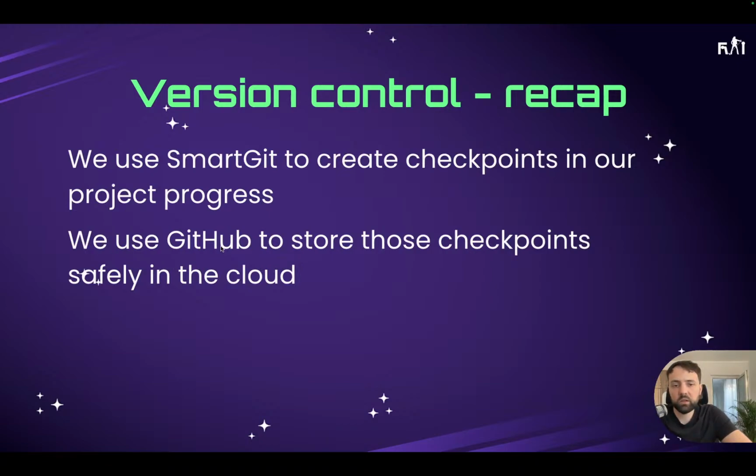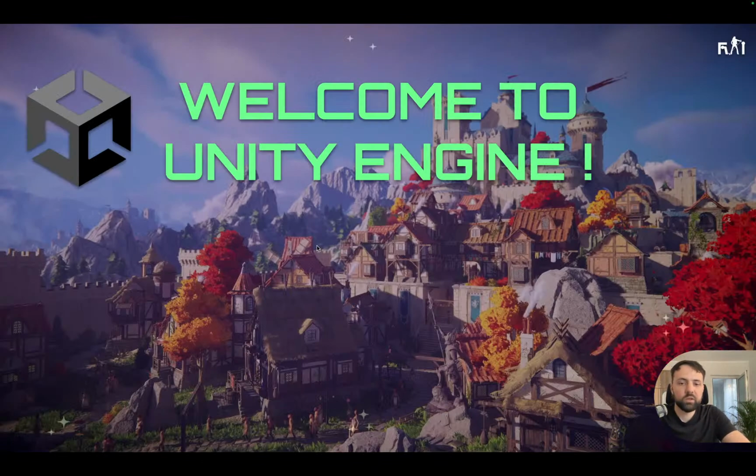Yeah, we use SmartGit to create checkpoints in our project locally, and we use GitHub to store them in the cloud. So finally, welcome to Unity Engine. I'll try to show you some of the interface.